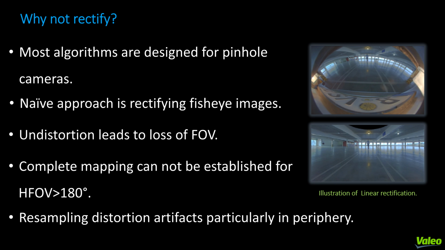Resampling distortion artifacts are particularly strong in the edges as a small region in the fisheye image is expanded to a larger region in the rectified image. The texture is lost and noise is also introduced.